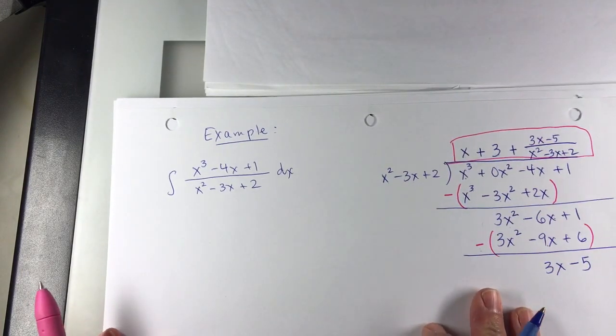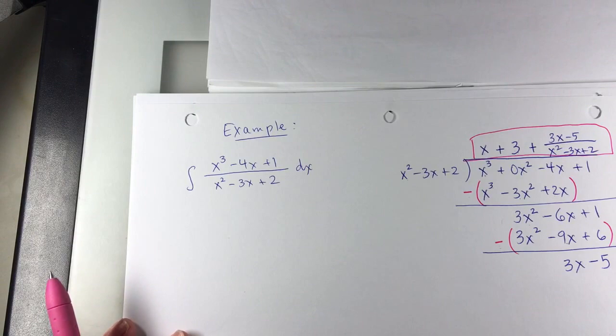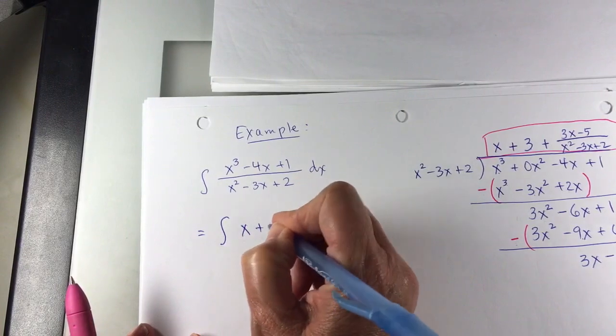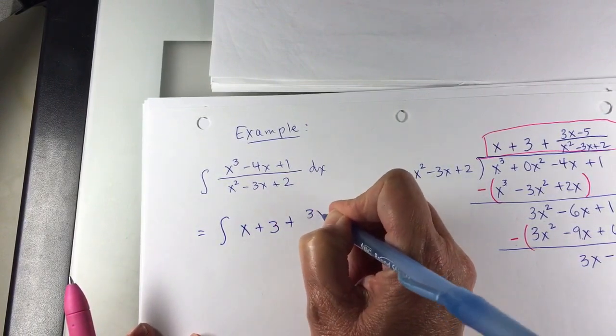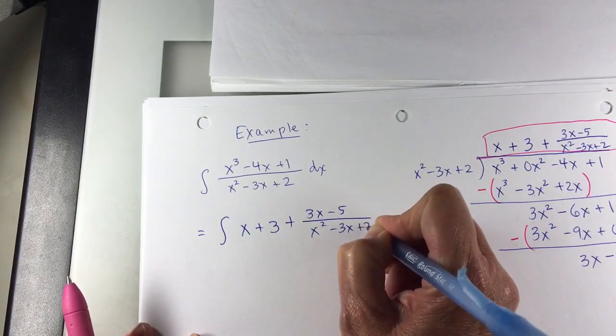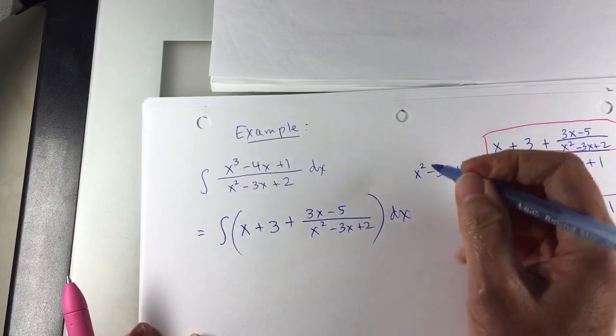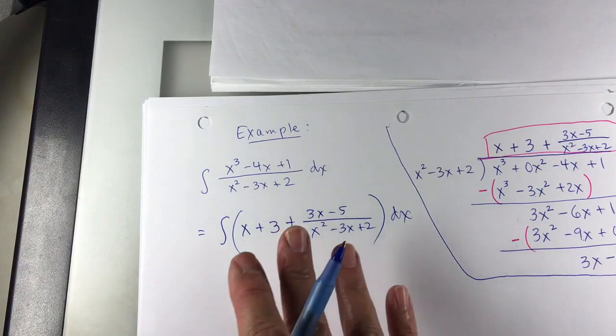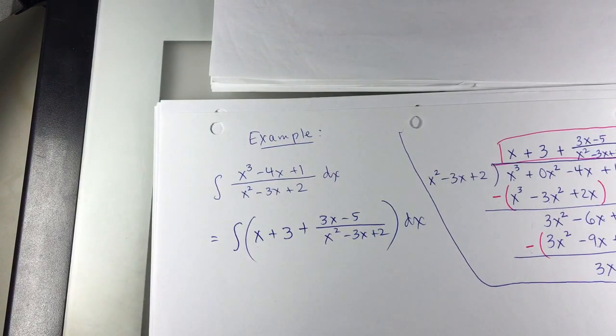So this integral problem becomes the integral of x plus 3 plus 3x minus 5 over x squared minus 3x plus 2 dx. Let me kind of separate that division part from the problem. I know how to do the antiderivative of x. This part's going to be what? x squared over 2, or 1/2 x squared. This part's going to be 3x.